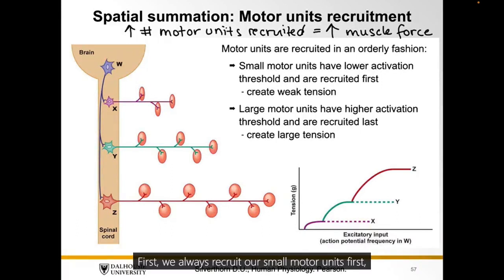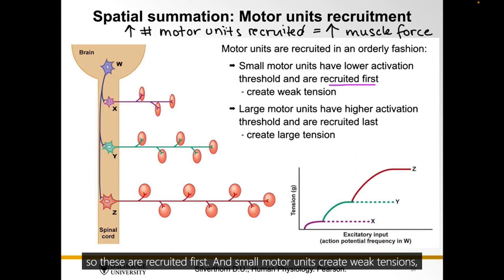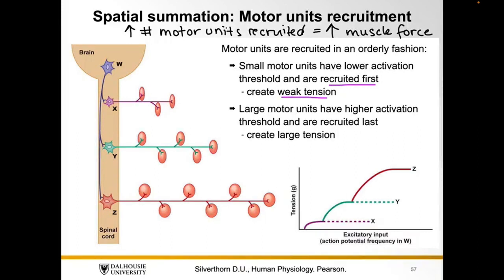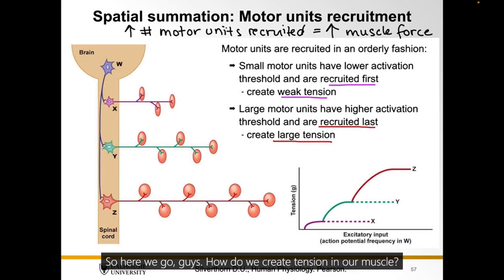However, there's 2 other concepts here that are important. First, we always recruit our small motor units first. So these are recruited first. And small motor units create weak tensions compared to large motor units, which are recruited last, but create a much larger tension.